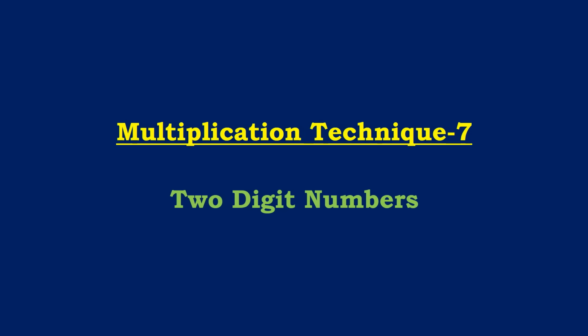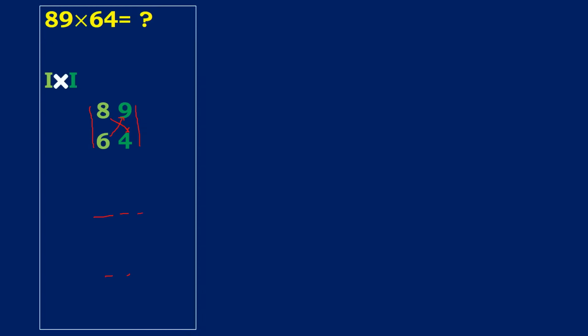So let us take some examples to understand this. Let's say we have to multiply the numbers 89 and 64. The first step is to multiply both the units places. The second step is to cross multiply the units places and tens places. The third step is to multiply the tens places. With these 3 steps, we can directly write down the answer.